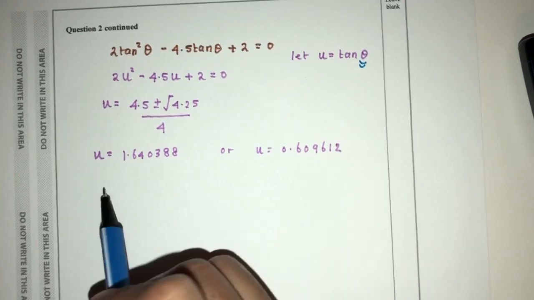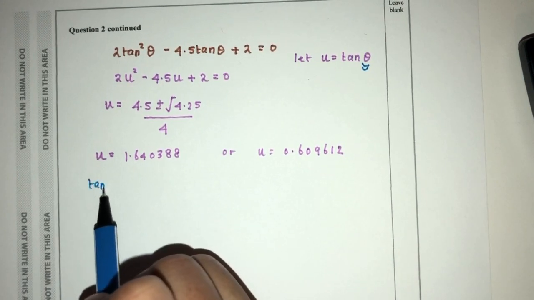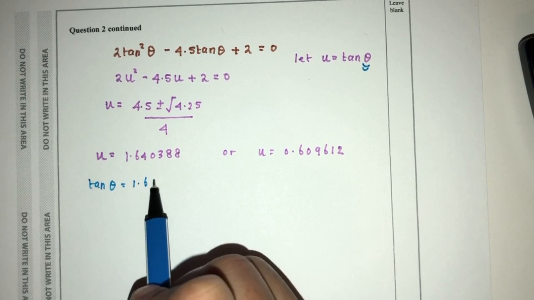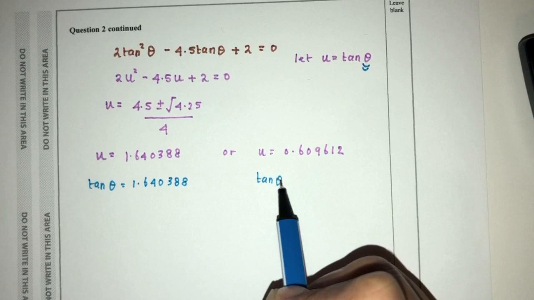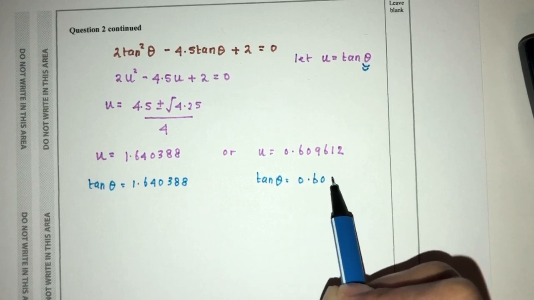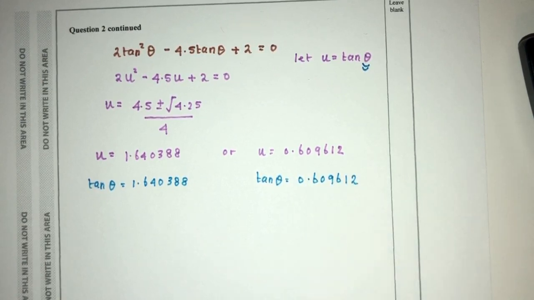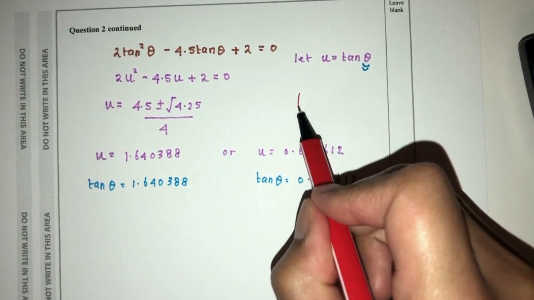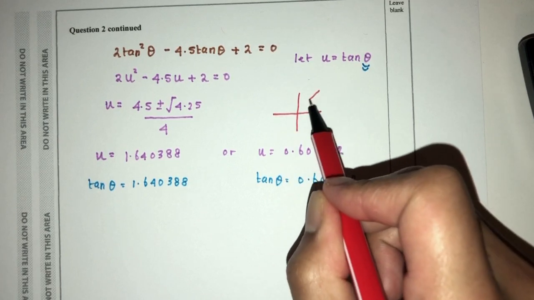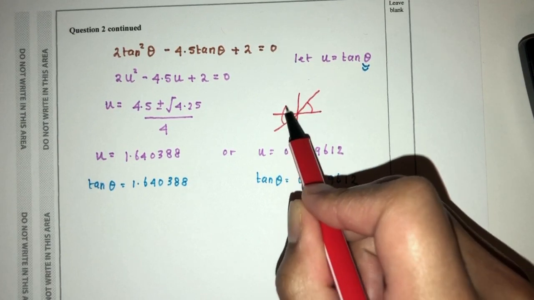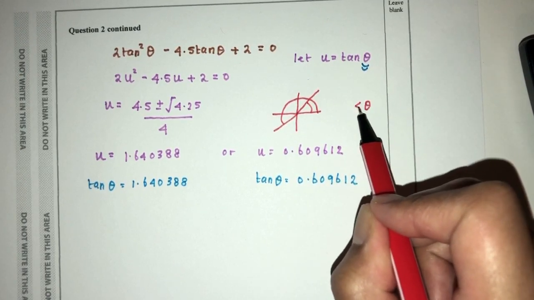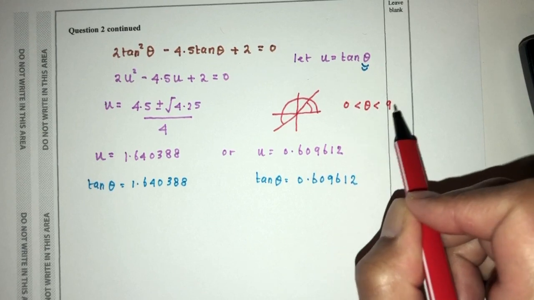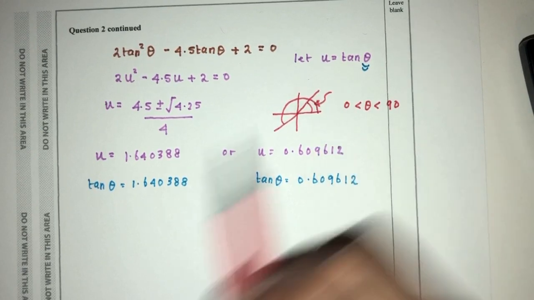So replace back in the main equation, you will have tan theta is equal to 1.640388, and here we have tan theta has to be 0.609612. Now for both values, tan is positive, as you guys know, it will be in the first quadrant or in the third quadrant for ASTC. However, we don't need this one because theta is between the value of 0 and 90. So we only need the value from the first quadrant.